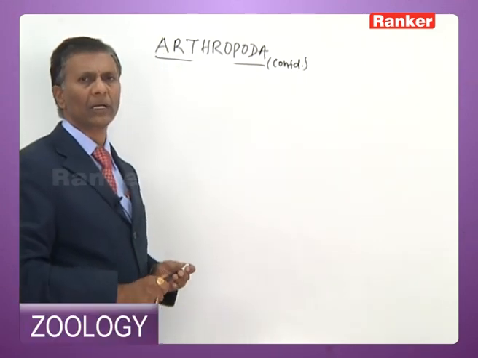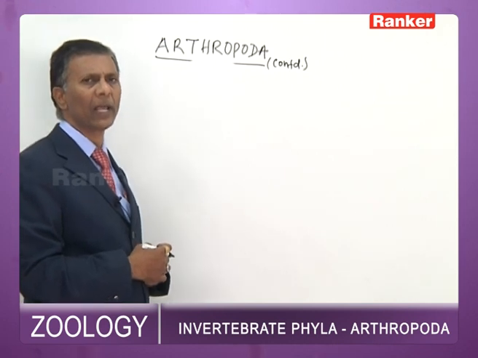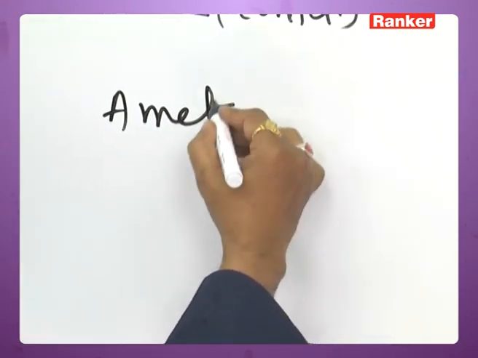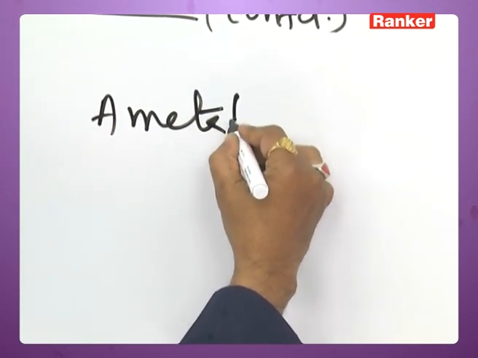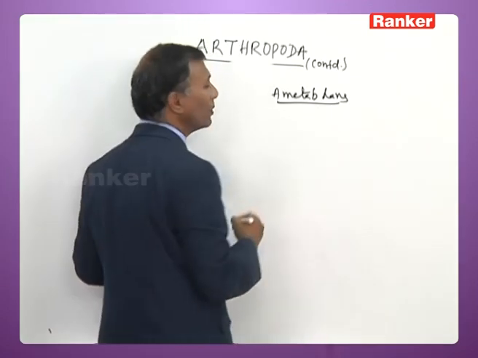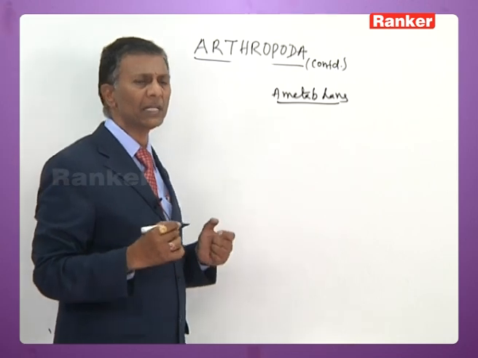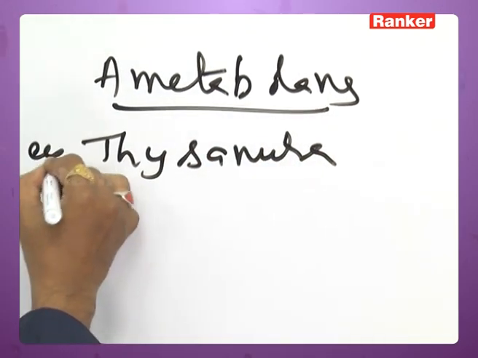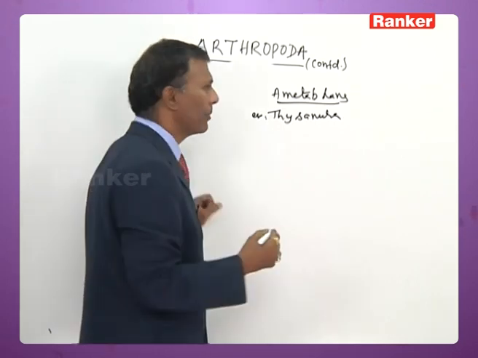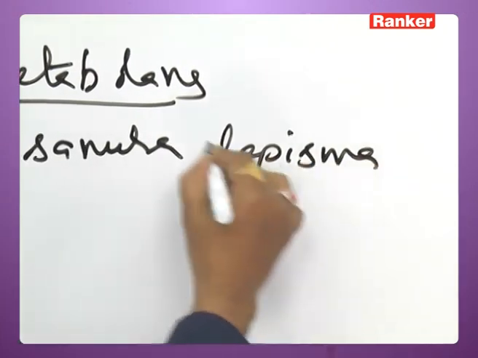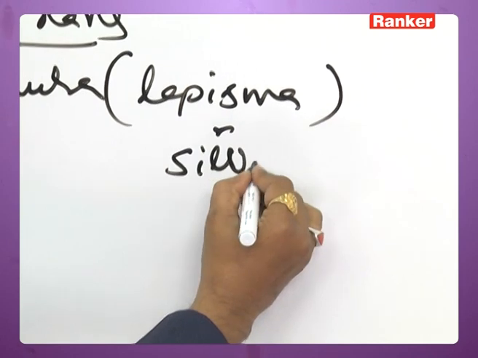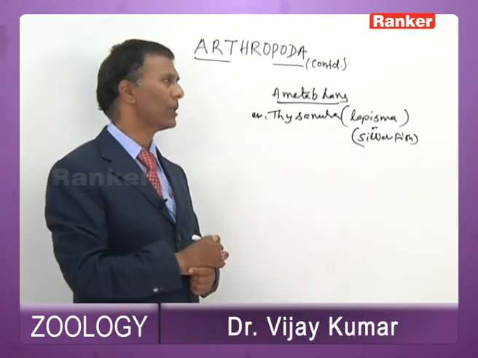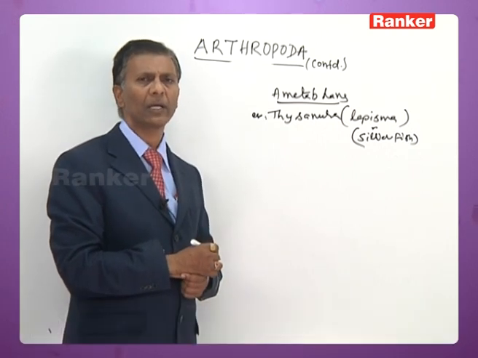And in some insects, the young ones do not undergo metamorphosis because young ones look like adults. The insects which do not undergo metamorphosis are called ametabolous, or ametabolans, where the young ones resemble adults, do not undergo many changes. The examples are Thysanura, an order here. Example, Lepisma, which is commonly called silverfish. It belongs to order Thysanura. It doesn't undergo metamorphosis. You call it ametabolous insects.